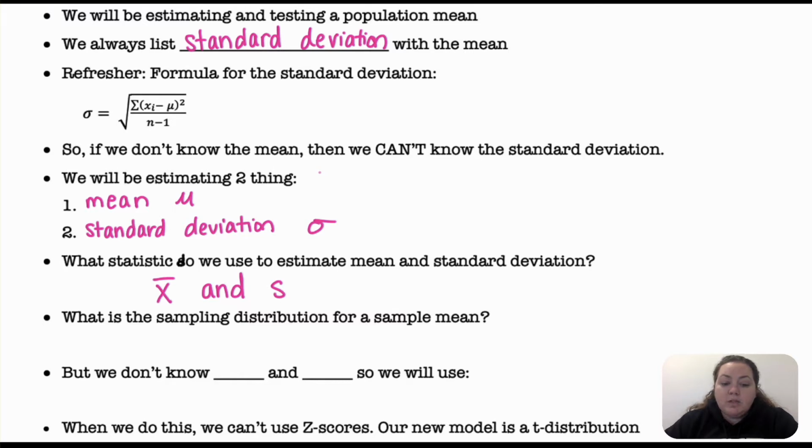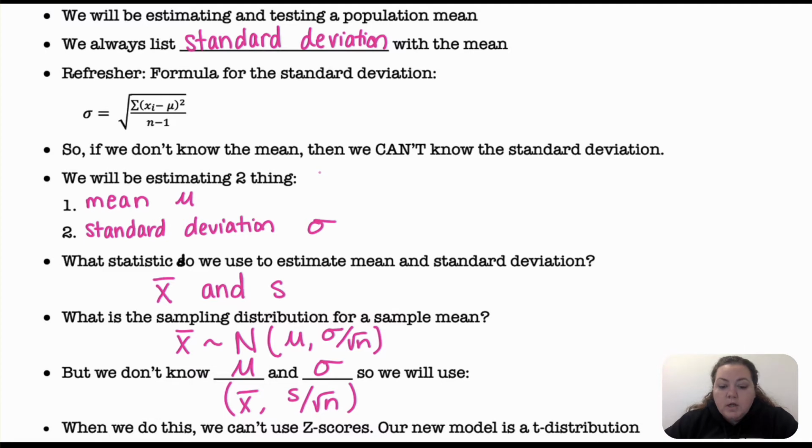What is the sampling distribution for a sample mean? So remember, when we were working with sampling distributions, x bar is approximately normal with a mean of mu and a standard deviation of sigma divided by the square root of n. That was for the distribution of a sampling distribution. Because, again, we don't know mu and sigma, we're going to use x bar and s over the square root of n. So when we do this, we can't use z-scores, okay, because it's not going to be exactly a normal model, and we're going to use a t-distribution instead.